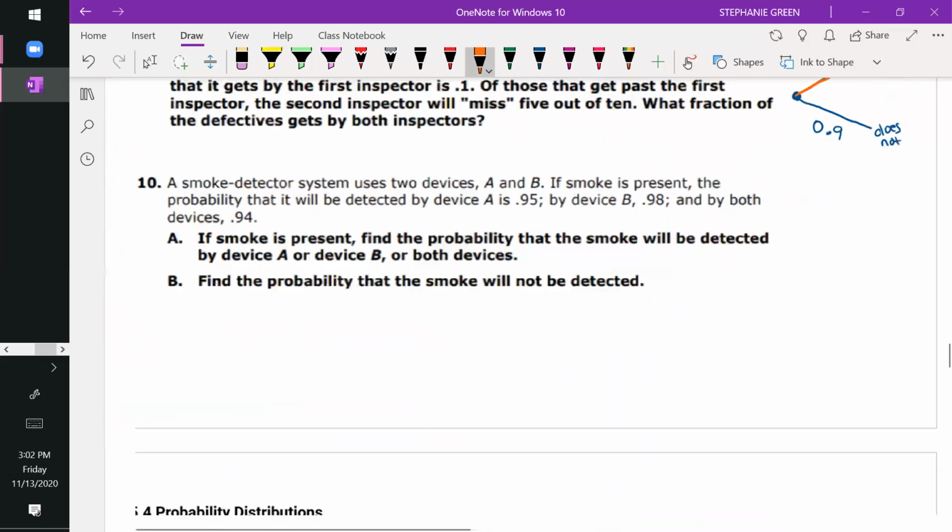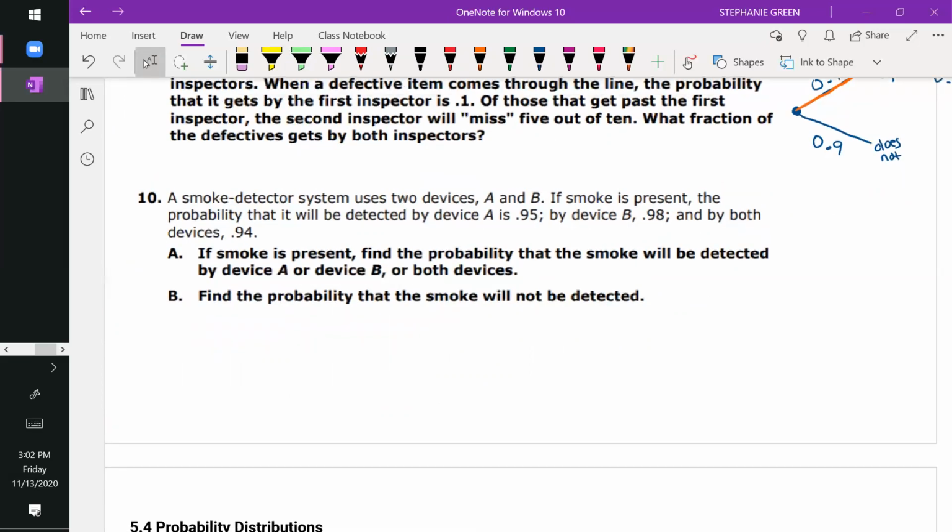10. A smoke detector system uses two devices, A and B. If smoke is present, the probability that it will get detected by device A is 0.95, and by device B is 0.98, and by both devices is 0.94. So if smoke is present, find the probability that smoke will be detected by device A or device B or both devices. So it looks like we have all the probabilities that we need listed there.